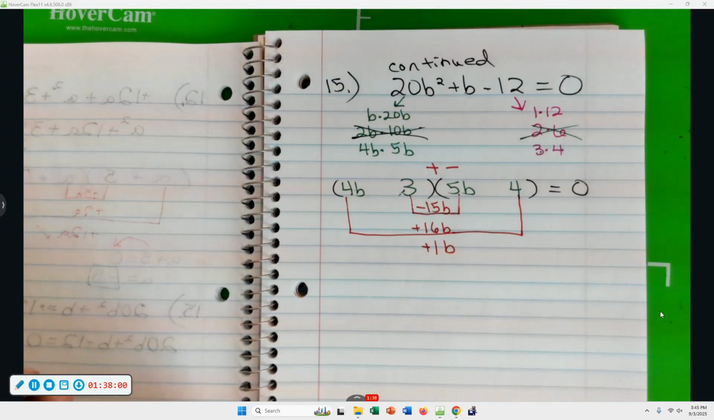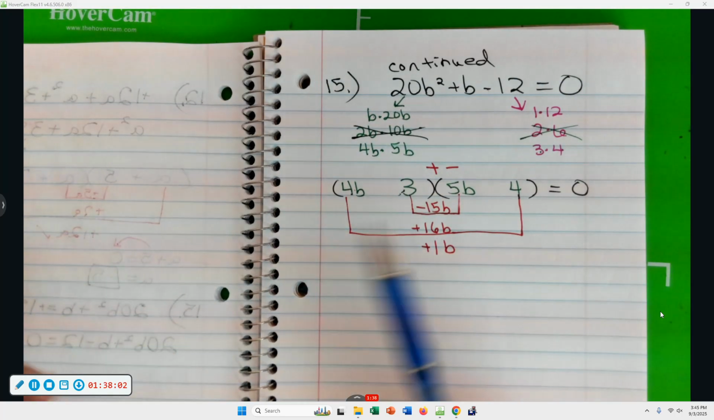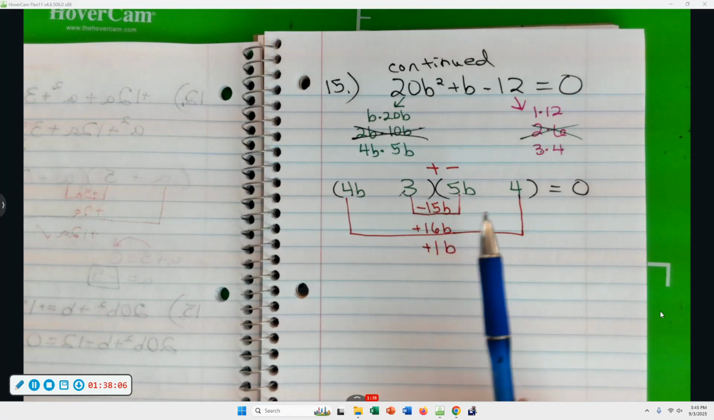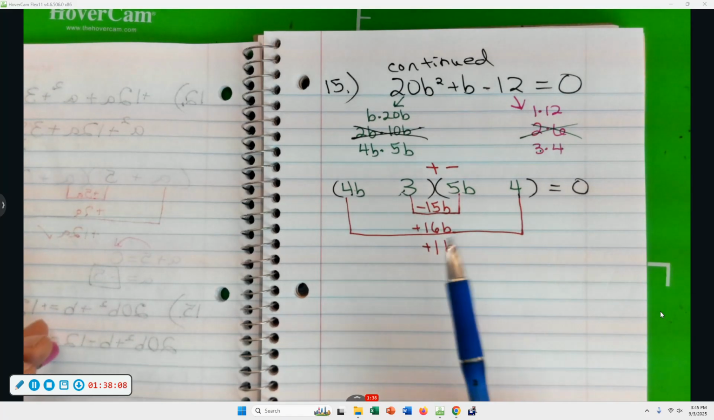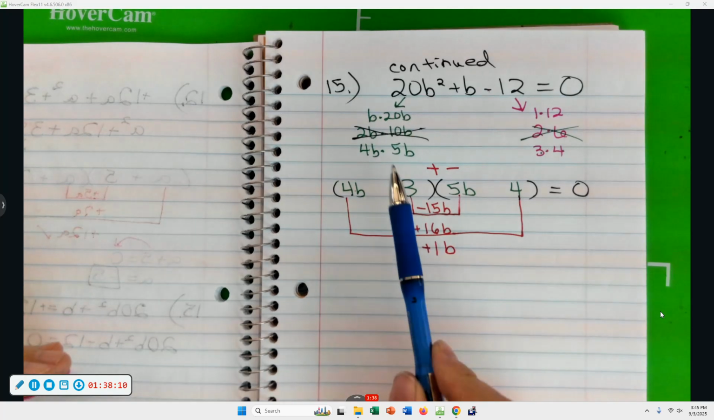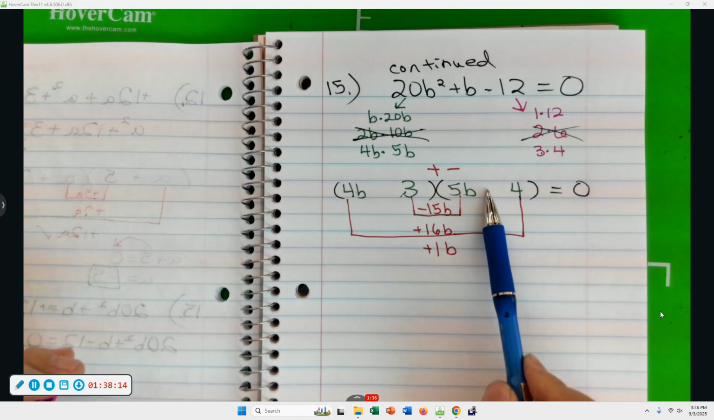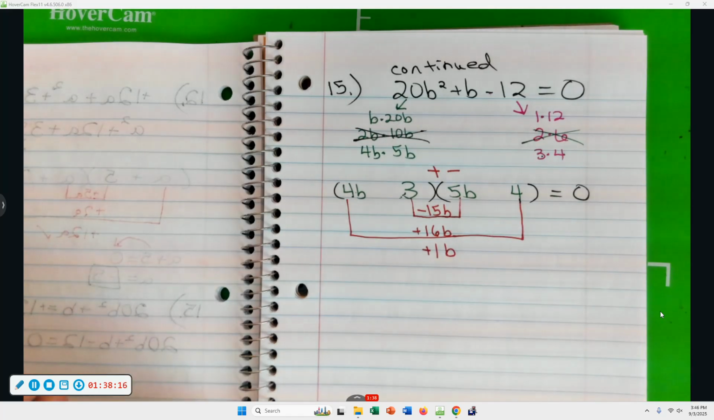Okay, keep on playing it out in your head. I want a positive 16b. So, where should the plus go? To get a positive 16, should I put the plus there or in front of that 4 in the second set? Which one? In the second set.